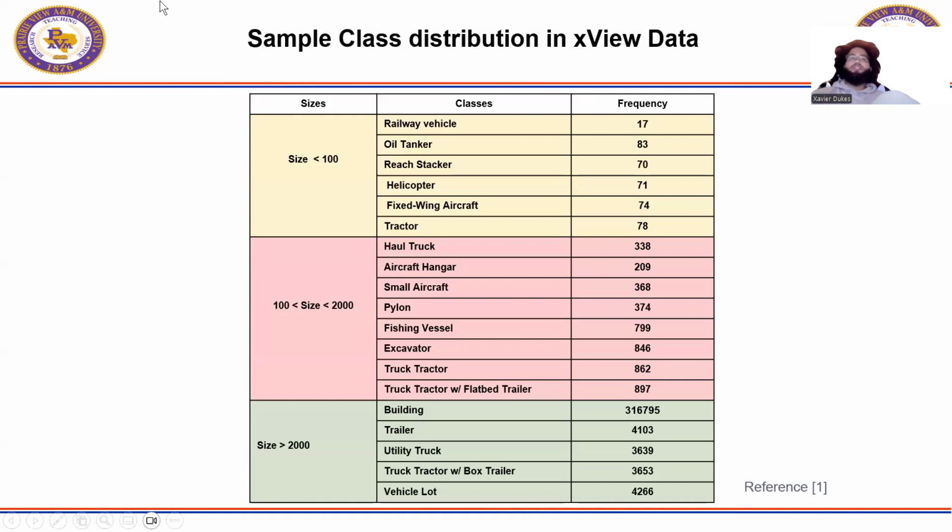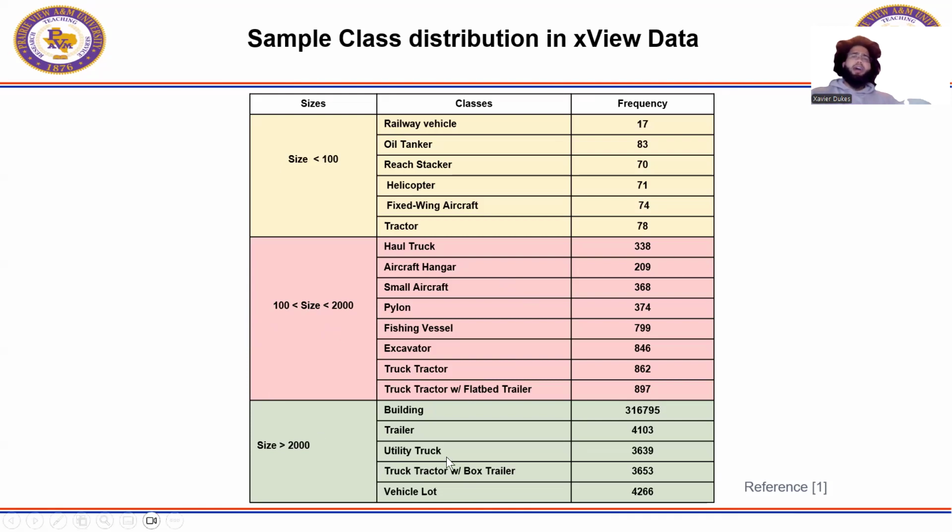Here is what I was referring to when it comes to size of objects and class imbalance. We see a small portion of the data set. Railway vehicles only occur at a 17% frequency and have a pixel representation of less than 100 pixels on an image. Then we have a moderate number of other various classes that occur between the 100 pixel and 2000 pixel range, giving the model a little bit more information and features to use when it comes to generalizing and identification.